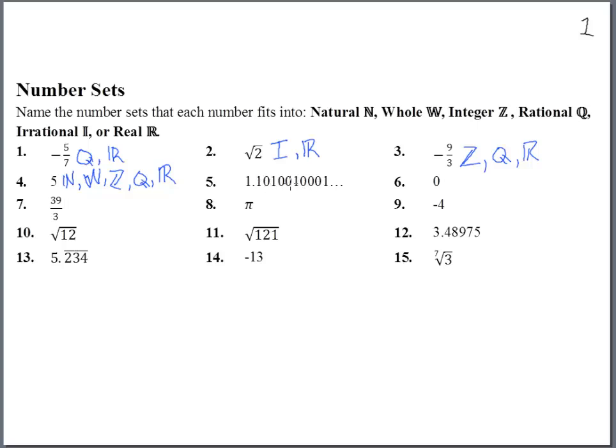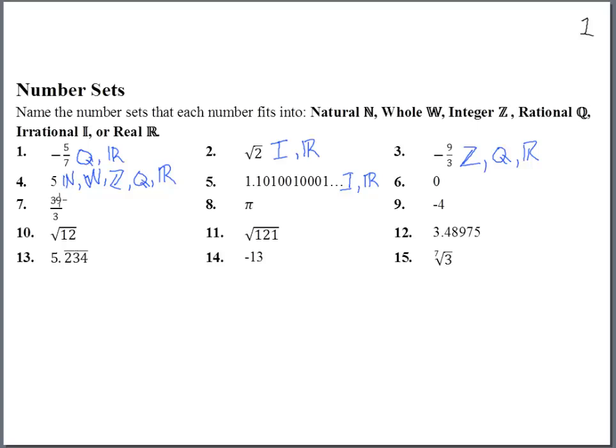Number 5, 1.101001000100001. So we can see a pattern, but the pattern changes every time, so it does not repeat a block of numbers. That means it is an irrational number and also real. You'll notice we're only dealing with real numbers, so everything is going to be a real number. And anything that's in natural will also be in whole, will also be an integer, and so on and so forth.